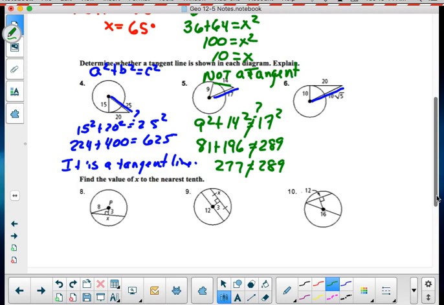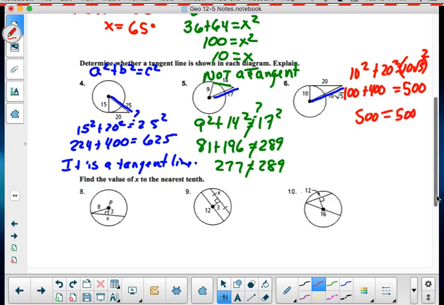That's not a tangent. And this last one, I've got 10 squared plus 20 squared is equal to 10 times the square root of 5 squared. Now, keep in mind, when you do this, this is 500. This is 100 plus 400, and that is 500 equals 500. My concern is you operating your calculator to get 500. Make sure you can; if you're having difficulty, see Mr. Bloom about your operation. But in this case, it is a tangent. Okay.